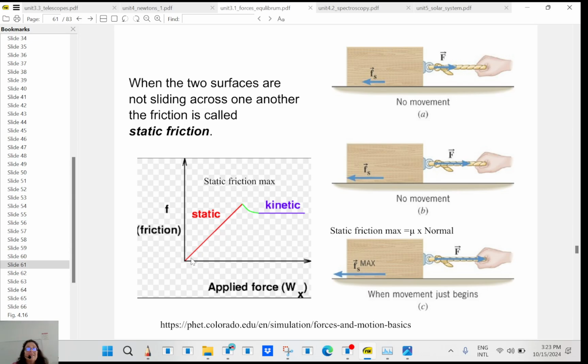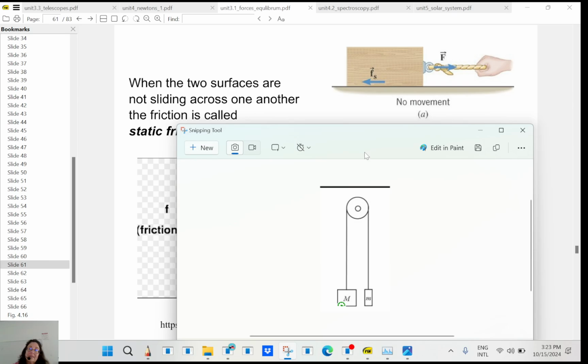So you see the static friction is going to increase, increase, increase, reach a maximum, and then it goes down. So what about the math? The math is very easy.